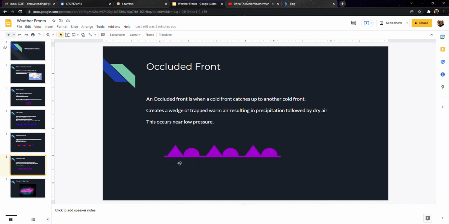Here is a picture. They didn't really show the colors, but I can explain it to you. So the triangles indicate cold. The semicircles indicate warm. So it is cold, warm, cold, warm, cold, warm. Exactly the opposite of the stationary front. I'll give you about 15 seconds to note this down.